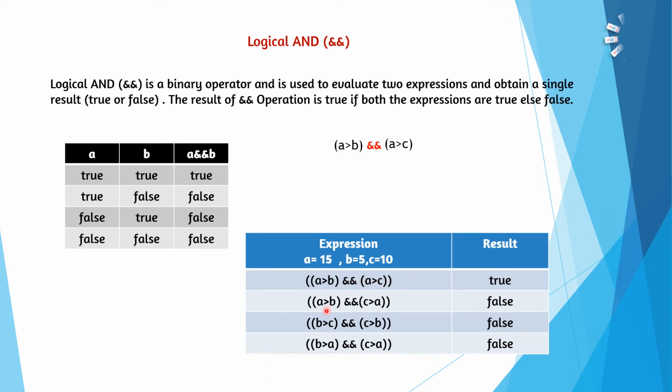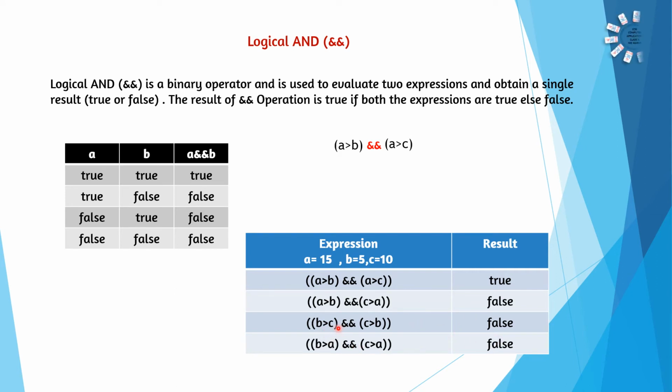Now the second one: A greater than B, the condition is true. And C greater than A: 10 is not greater than 15, that means the second condition is false. The first condition is true, but the second condition is false, so the answer will be false. If any of the results is false, the answer will be false.